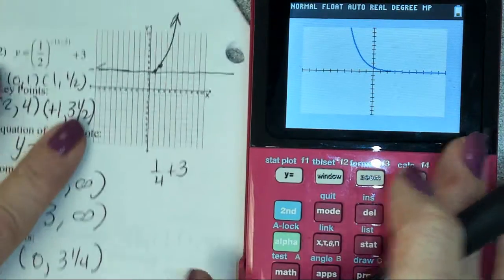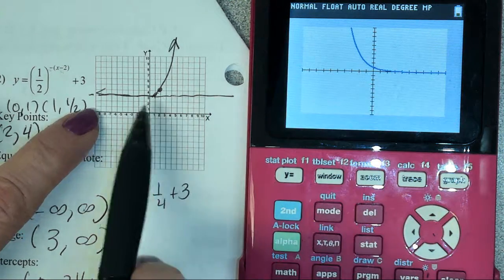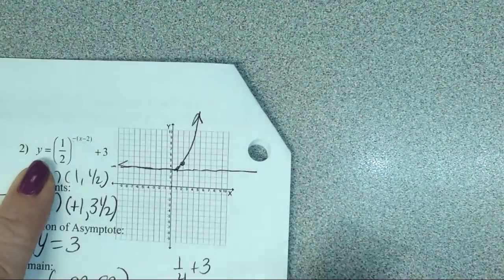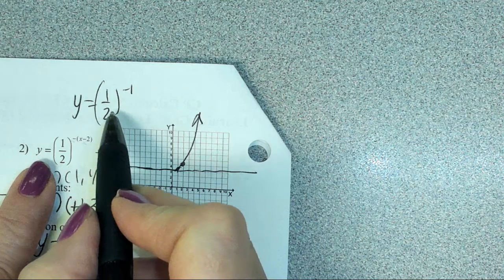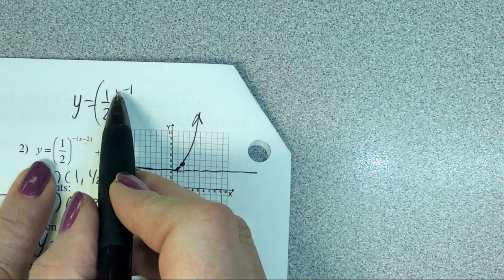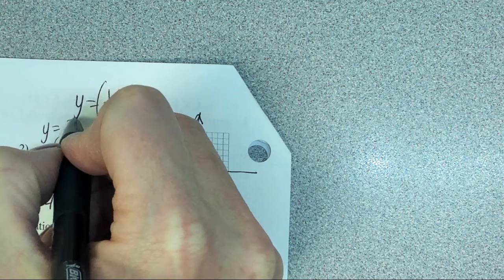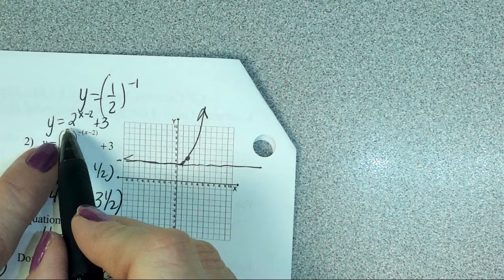But can anybody explain why this does not look like an exponential decay? Why does this one not look like exponential decay? It got reflected over what axis? Y. Can you see this? Look, y equals 1/2 to the negative 1. What's 1/2 to the negative 1? 2. So this really could be written as y equals 2 to the x minus 2 plus 3. See what I'm saying? So it really turned into a growth function instead of that decay function.